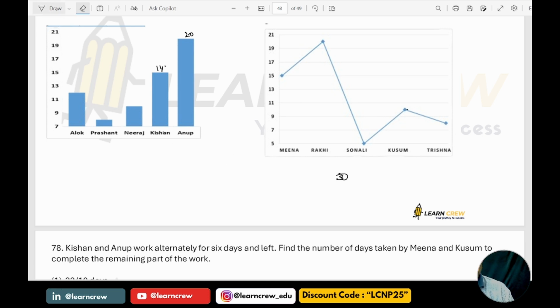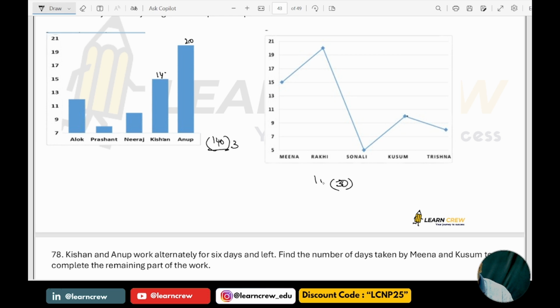Here I have taken the work as 140. Here I have taken the work as 30. So I am multiplying this with 3, this with 14. Thereby both the works will become 420, 420. Okay. So 140, 420 units is total work.